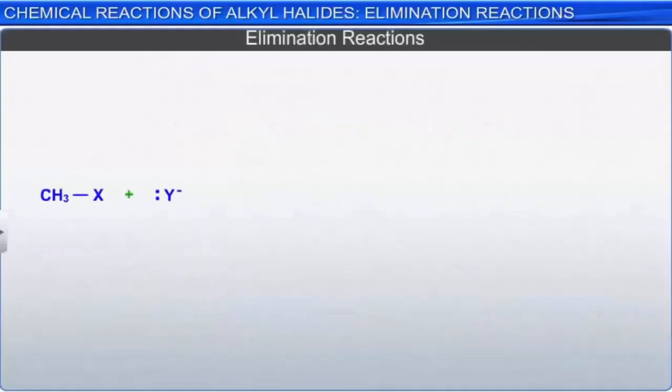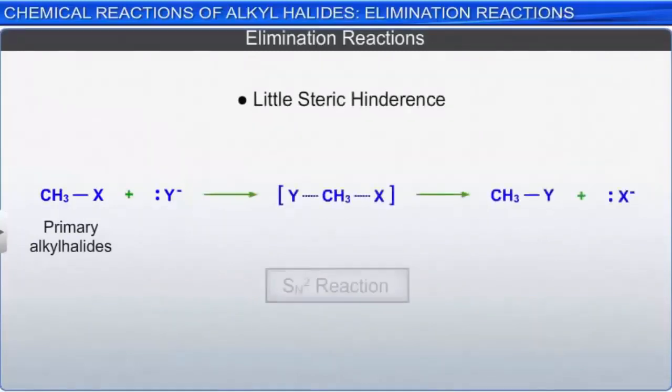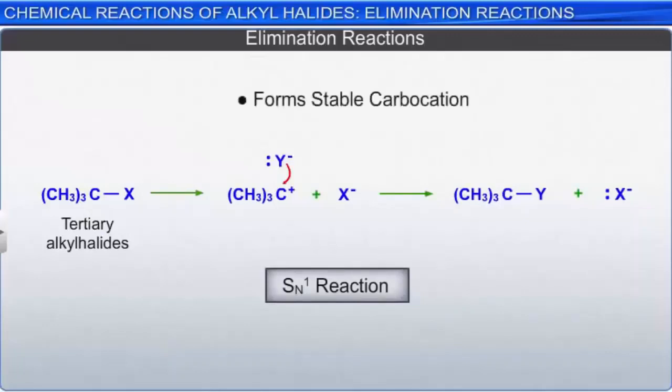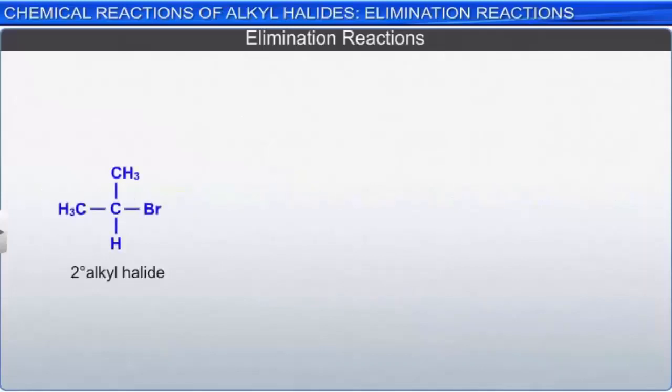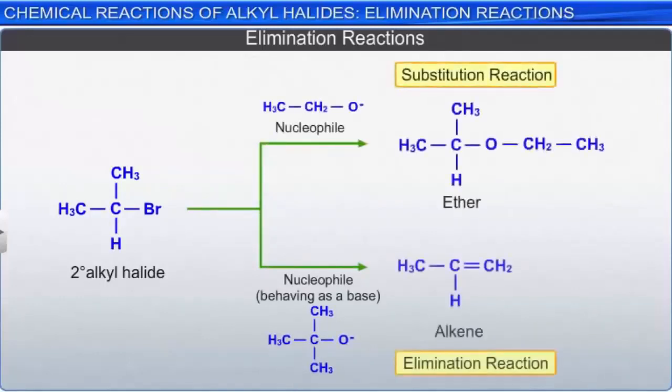For example, primary alkyl halides have little steric hindrance and hence readily undergo SN2 reactions, while tertiary alkyl halides undergo SN1 reactions due to the formation of a stable carbocation. Secondary alkyl halides, depending on the strength of the base or nucleophile, may undergo either substitution or elimination reactions.